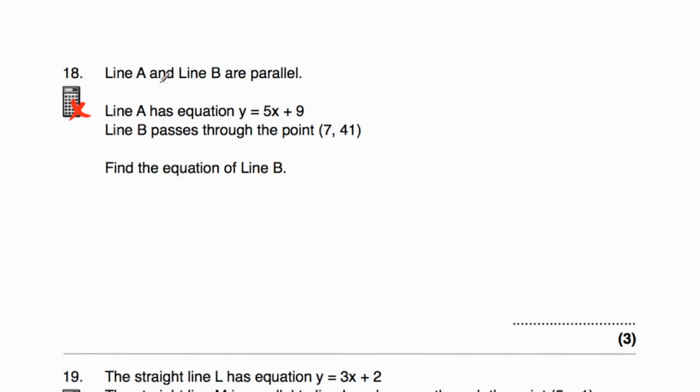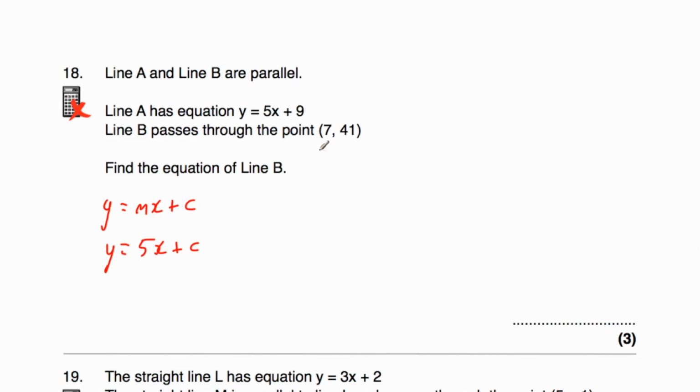So question 18. Line A and line B are parallel. Line A has equation y equals 5x plus 9, and B passes through the point 7, 41. Find the equation of the line B. So this is similar to the previous questions, but we don't have the grid, so that substitution approach will hopefully be useful for this. So we're trying to find the equation of the line B. So it's going to be in the form y equals mx plus c. And we know the equation of the line that it's parallel to, which is y equals 5x plus 9, and the gradient of this line would be 5, so that means the gradient of the line B would be 5, so we're going to have y equals 5x plus c.